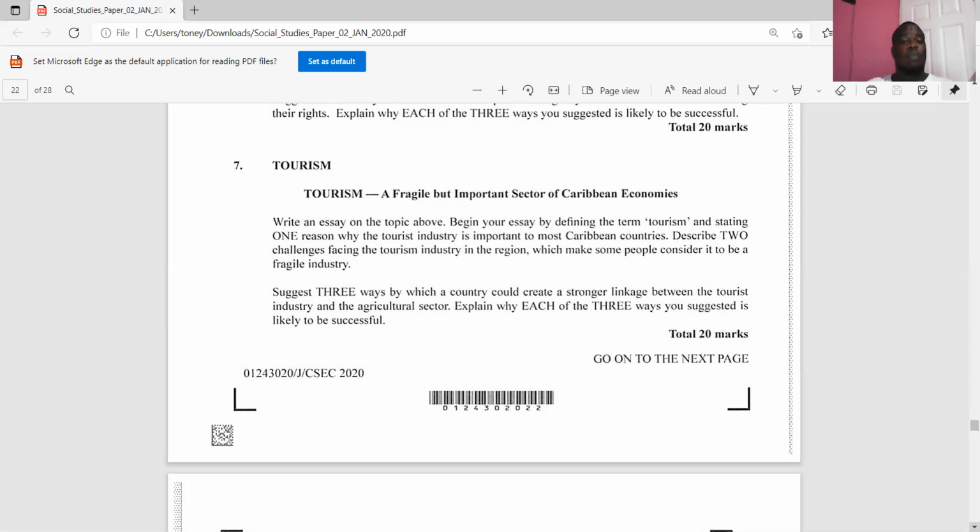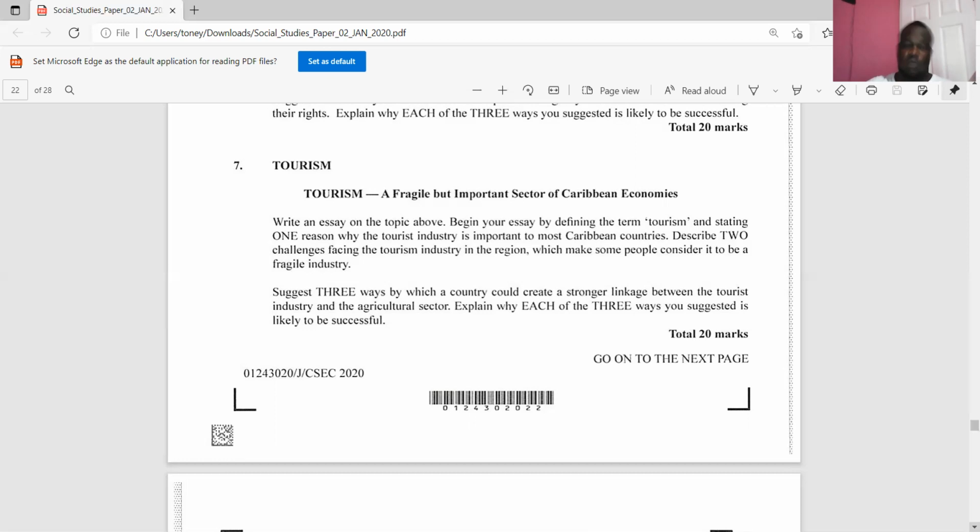All right, so now we are going to state 1 reason why the tourism industry is important to most Caribbean countries. Tourism is important to most Caribbean countries because it is a big foreign exchange earner. And we know that foreign exchange is important to developing Caribbean countries, right?